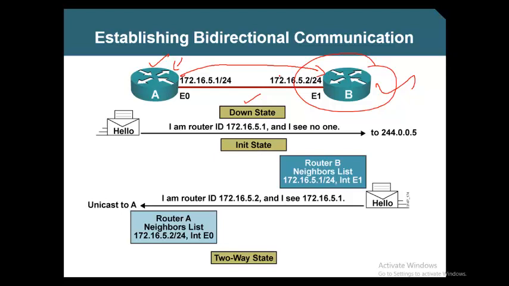Very first initialization packet for forming adjacency. So this one becomes init state, initialization state. This packet makes the router, which router? Router B. Router B says I'm in an init state.